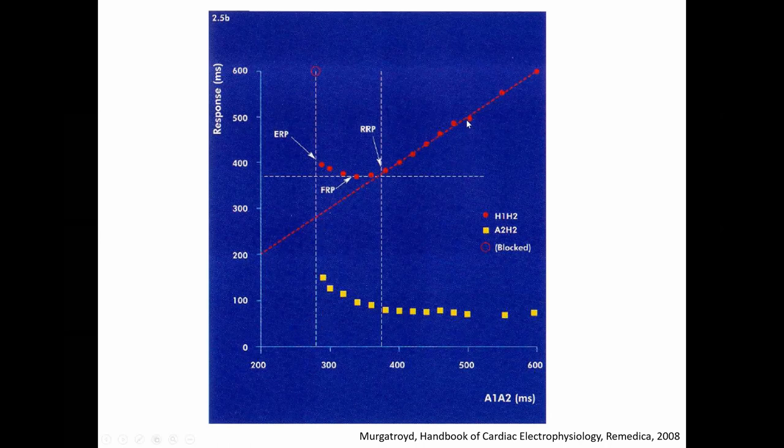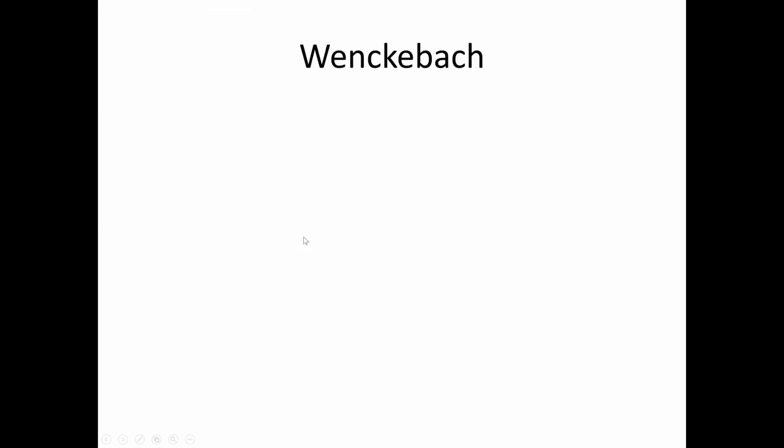And the H1, H2 interval is just the time from the His of the drive stimulus to the His of the extra beat. And you can see the relative refractory period is where the H1, H2 starts to diverge off the line of unity to the A1, A2. It progressively gets longer and longer until it also reaches ERP.